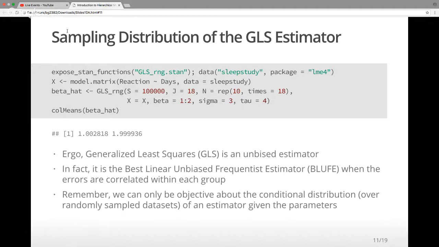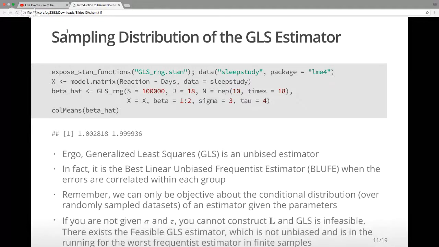And so all this nonsense about a best linear unbiased estimator leaves off the fact it's best in the sense conditional on the parameters that you are trying to estimate. And so if you don't know what sigma is, the standard deviation of the measurement errors, and you don't know what tau is, which is the variation in the expectation of the errors from one school to the next, you can't construct this Cholesky factor, and thus generalized least squares is completely infeasible. It's only feasible if you're given what sigma and tau are.